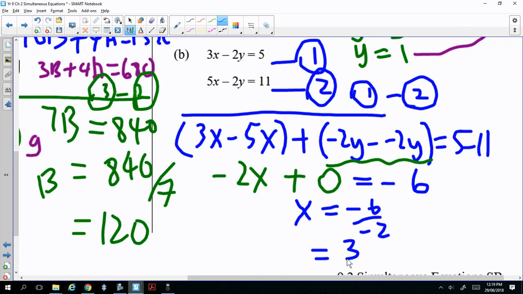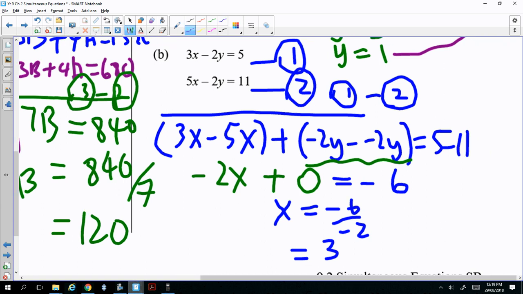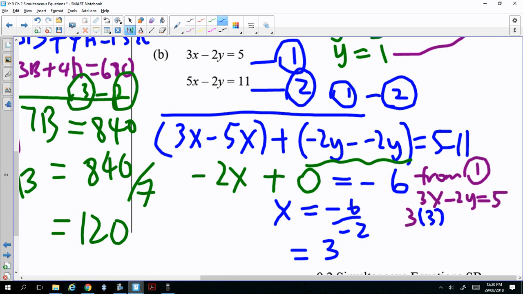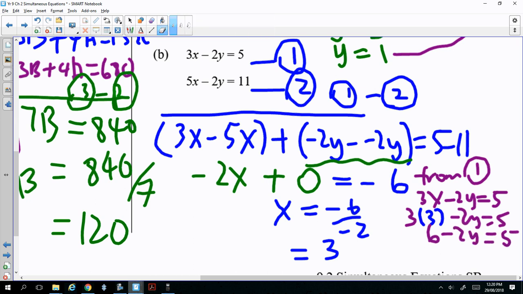So let's substitute into 1. You get 3x minus 2y equal to 5. Now x equal to 3, right? So 9 minus 2y equal to 5. Wait, y equals 2, sir. Negative 2y equal to negative 4. y equal to 2. You're right. All right, I'll give you a minute to absorb that.